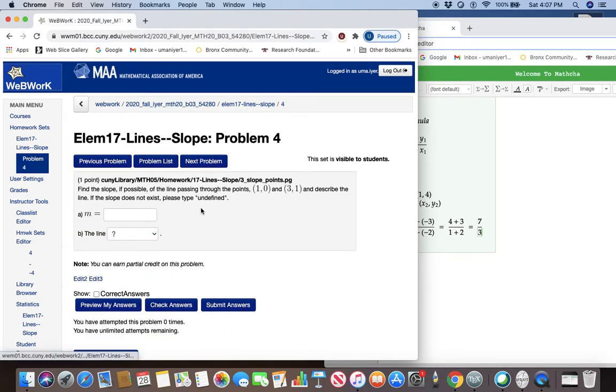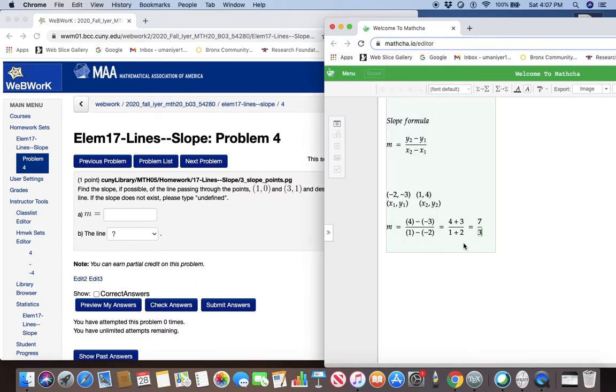Next problem. Find the slope and describe the line. All right. So now the 2 points are 1, 0 and 3, 1. So you have y2 minus y1 over x2 minus x1. All right. So erase the previous solutions. So there you go.